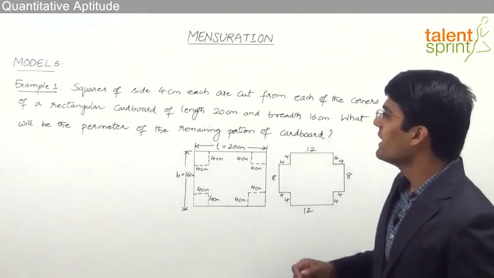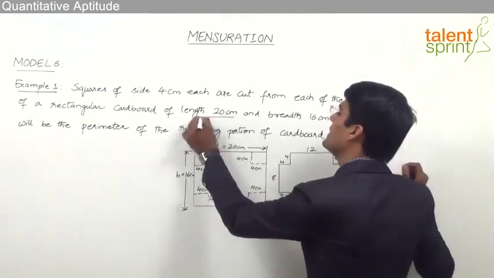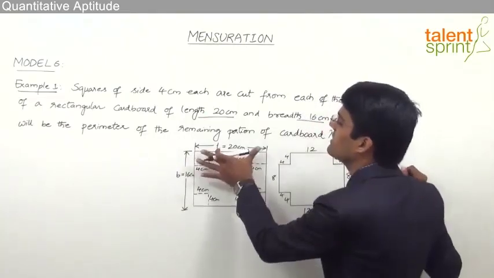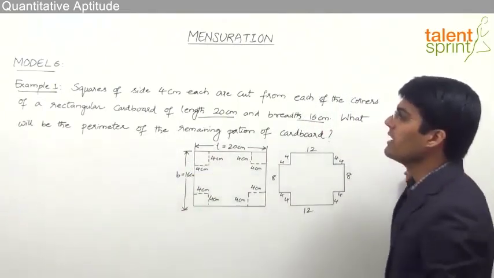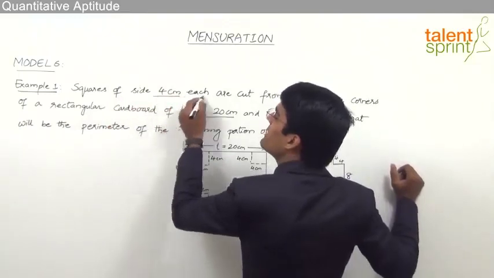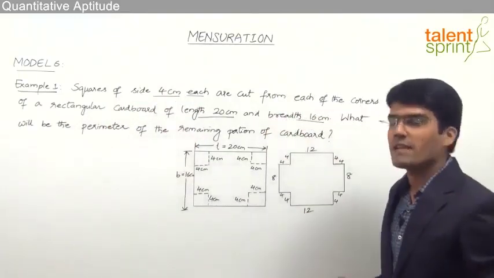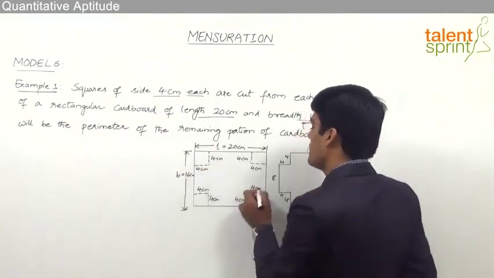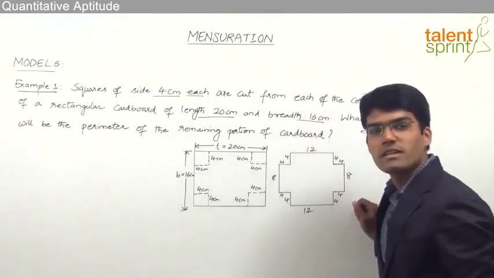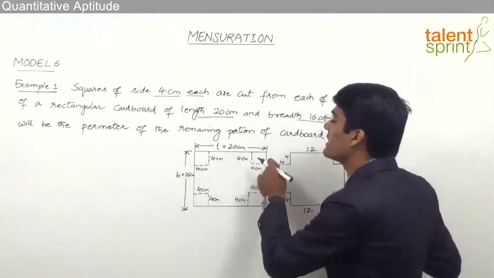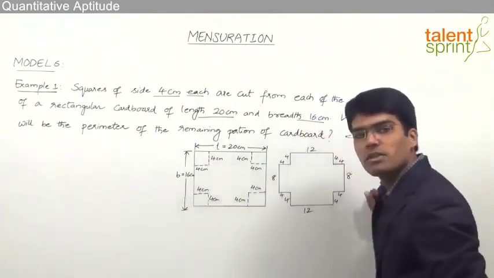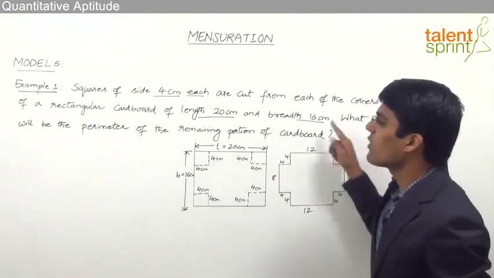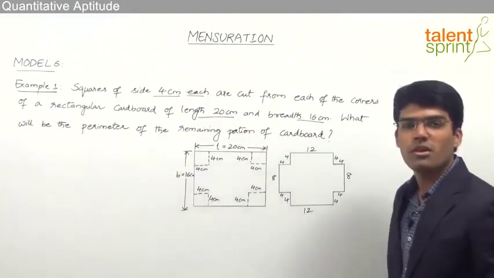So as you can see here, it says there is a rectangular cardboard of length 20 and breadth 16, which is as shown here. Squares of side 4 cm each are cut from each of the corners. So from all the 4 corners, we cut out squares of side 4 cm. These dotted lines represent the cutting out of the squares. Each square is of side 4 cm. So we need to find out what will be the perimeter of the remaining portion of the cardboard.